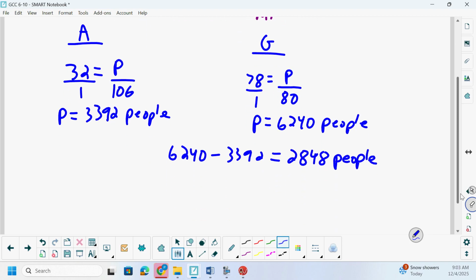So we'll just write a little summary. So Grahamville has 2,848 more people.